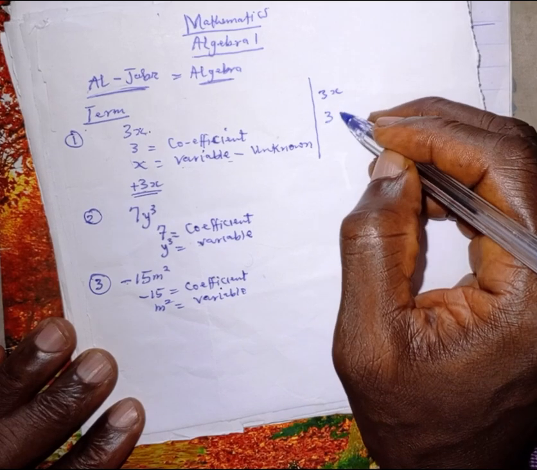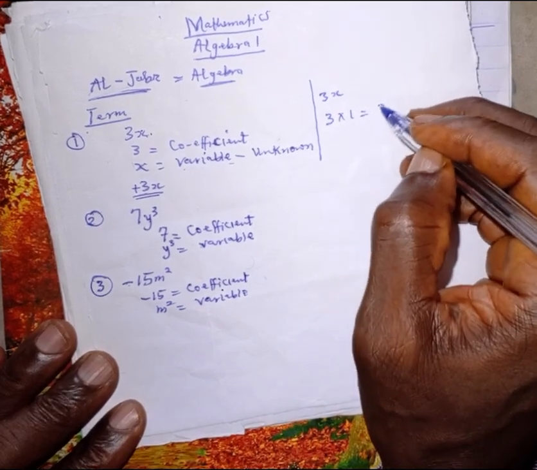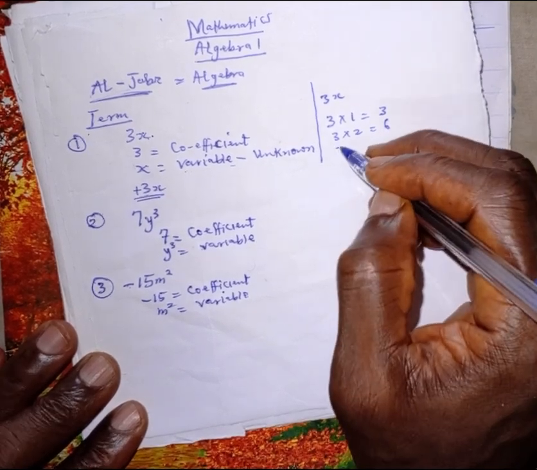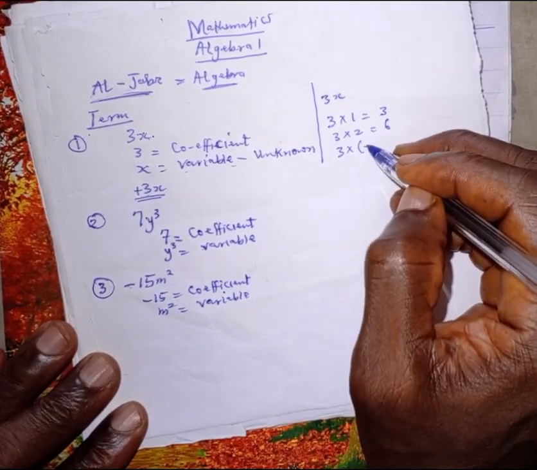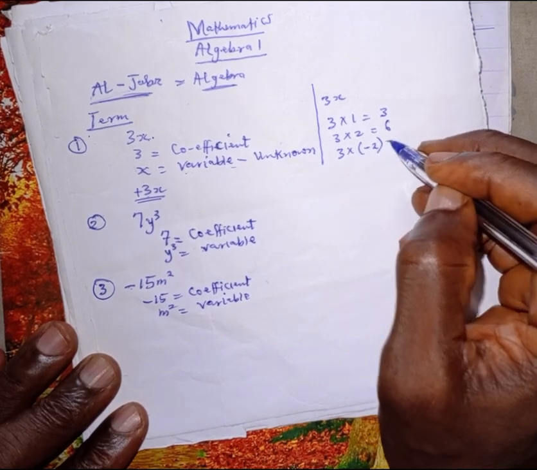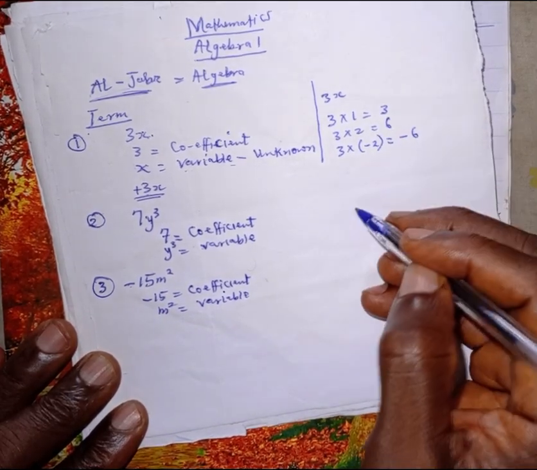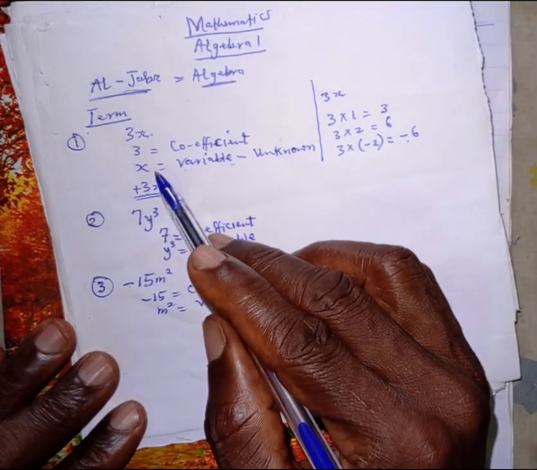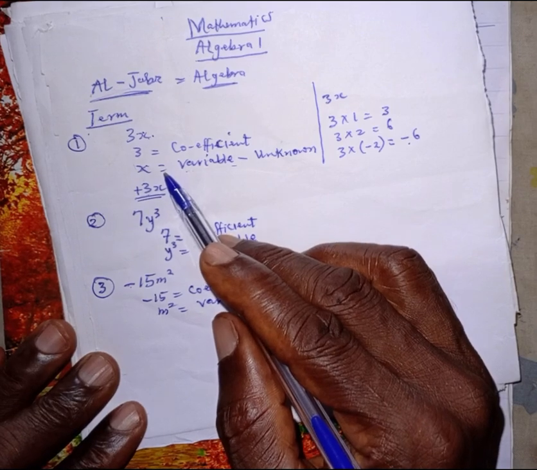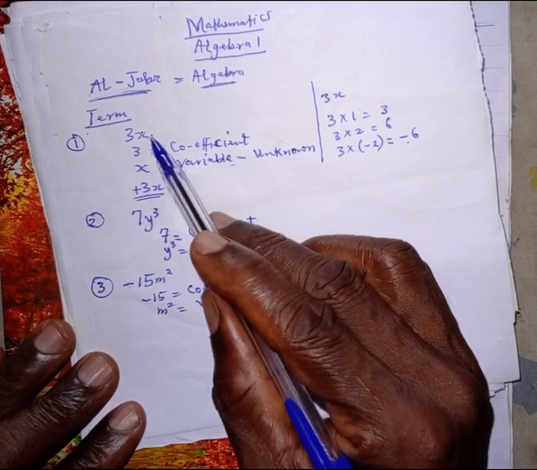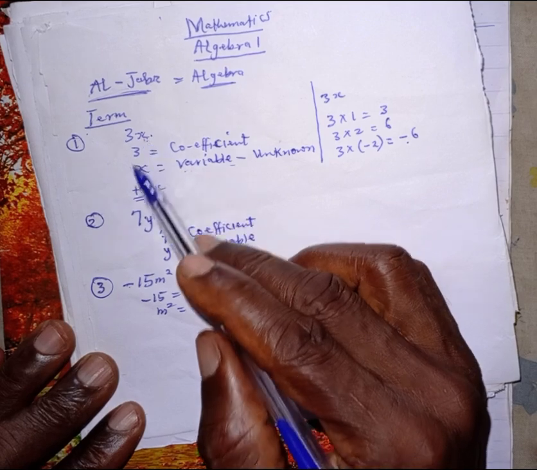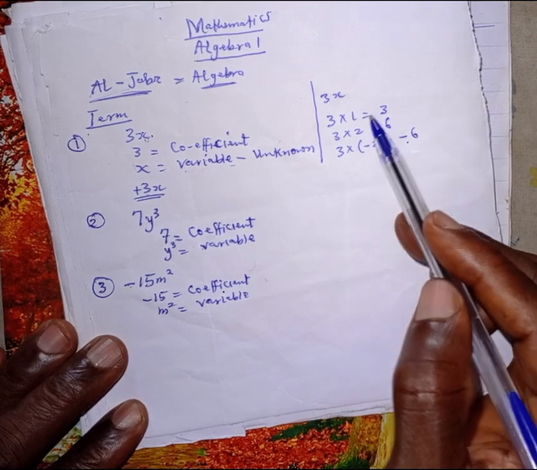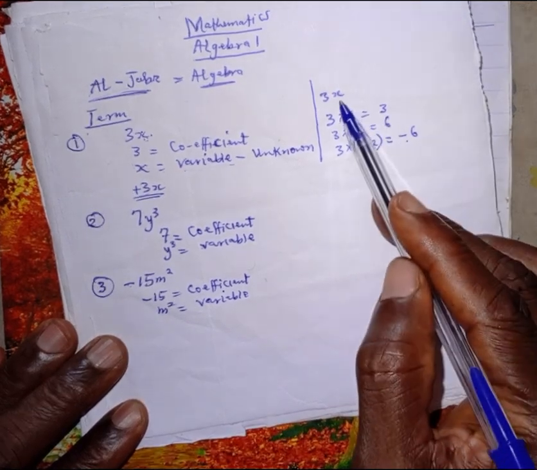Let's say 3 times 1 is equal to 3. 3 times 2 is equal to 6. 3 times, let's assume minus 2, is equal to minus 6. So these are the results of the substitution for the unknown. This x, we don't know it, but here we decided to add a value to replace this x. So we now know that x is 1.